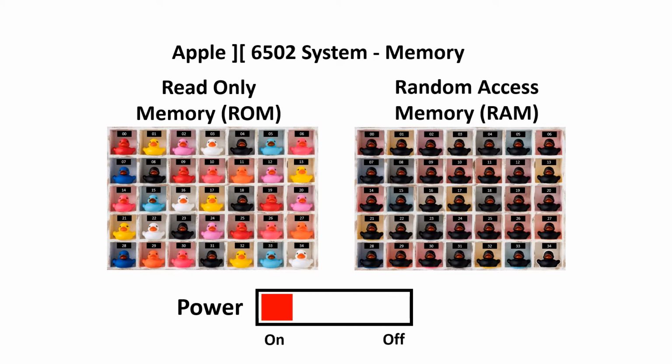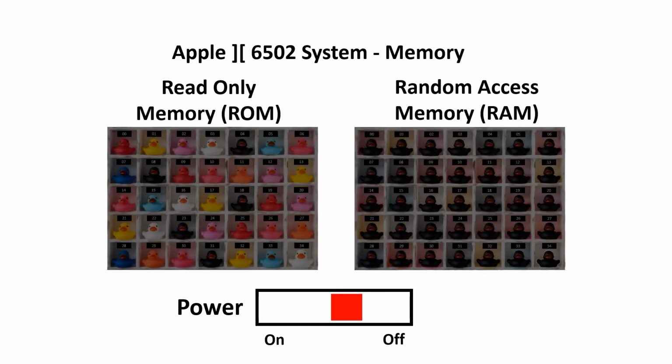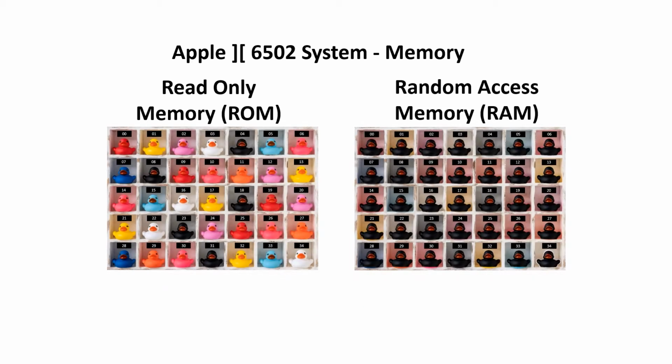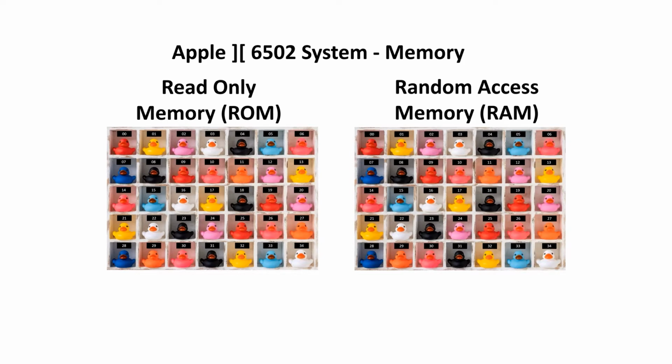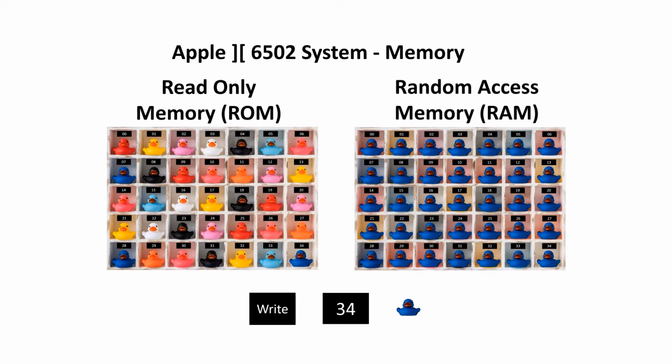What do you notice? Well, the RAM loses its data when the power's turned off, while the ROM retains its data. Let me play that again. The other difference between these memory types is given by the name, read-only memory. In this circuit, we can only read from the ROM but not write to it. Here, look what happens when I try to fill the memory with blue ducks. The RAM gets filled, but the ducks just won't stick in the ROM.